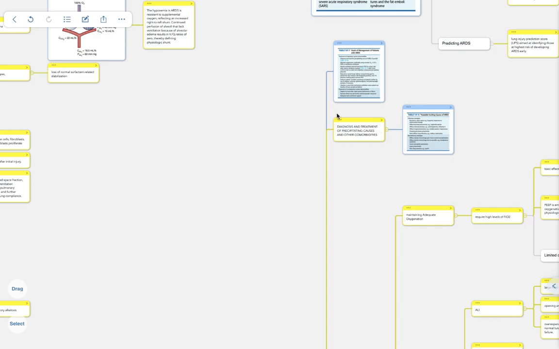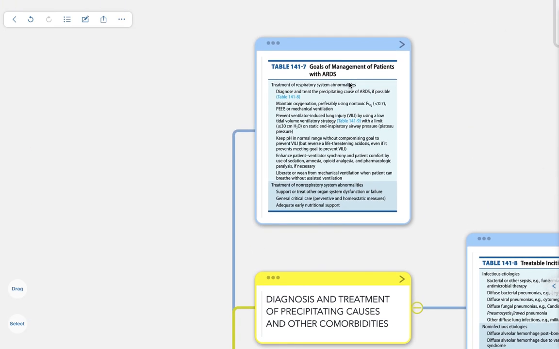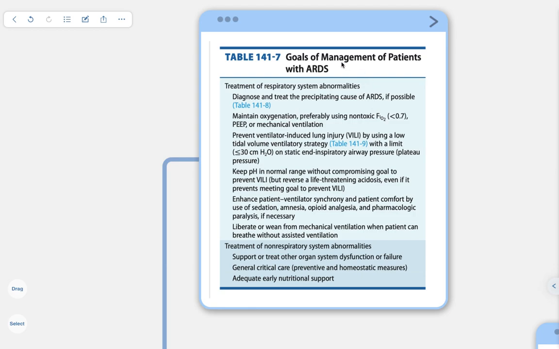Before understanding the treatment of ARDS, we should first come to the goals of management of patients with ARDS. So, the treatment goals include the treatment of respiratory system abnormalities and the treatment of non-respiratory system abnormalities. Now, in respiratory system abnormalities, the first thing is to diagnose and treat the precipitating cause if possible. Secondly, maintaining the oxygen level with a safer side of FiO2, that is a non-toxic FiO2 of less than 0.7, PEEP or mechanical ventilation.